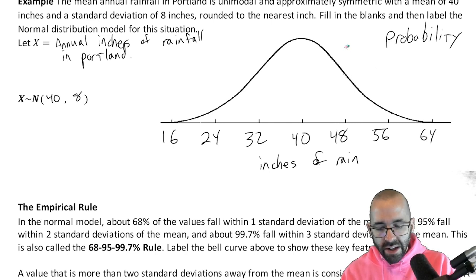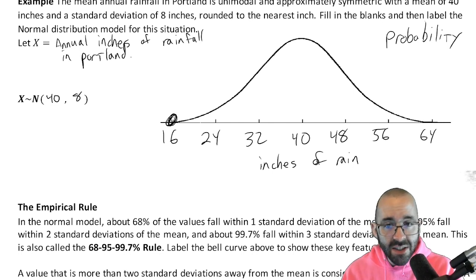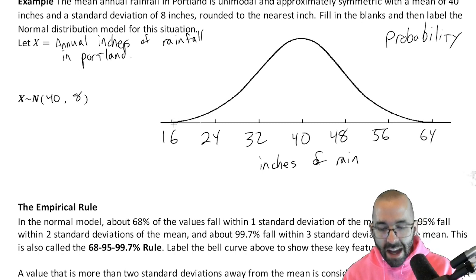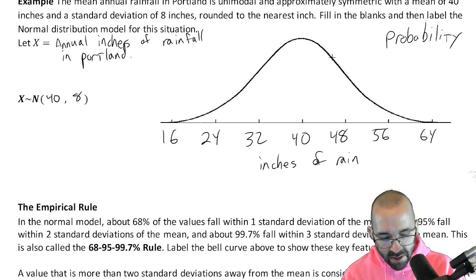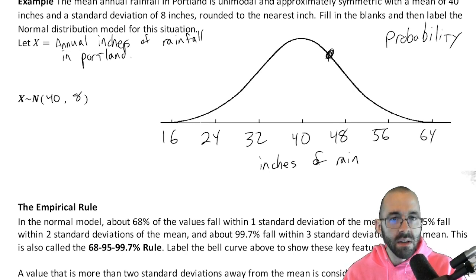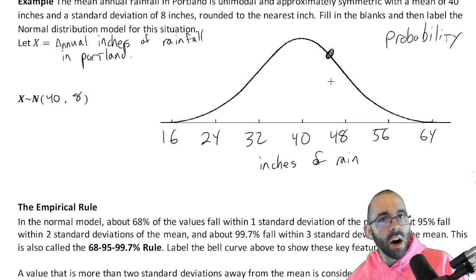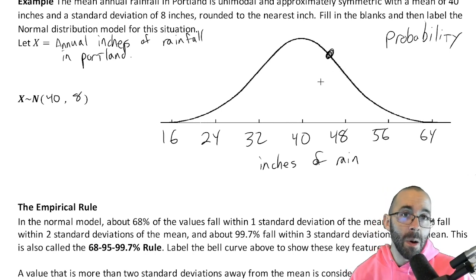Now we can look at the likelihood of different levels of rainfall. You can see that in Portland, if you got 16 inches of rain, that would be really rare. Look how unlikely that is. It's so close to 0. But 44 inches of rain, that's a pretty normal event. We'll talk a little bit in this video about what's normal and what's not normal right about now.